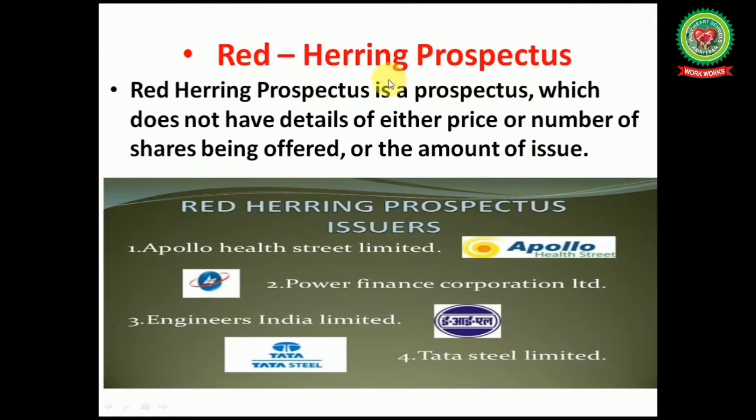So this is called as shelf prospectus. Next, there is a red herring prospectus. So red herring prospectus is a prospectus which does not have details of either price or a number of shares being offered or the amount of issue. So it is just an incomplete prospectus that is called as red herring prospectus.